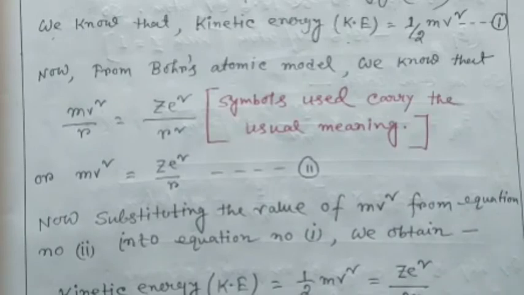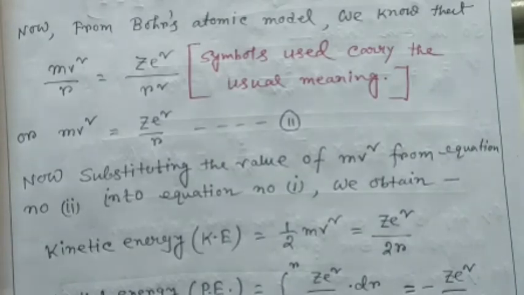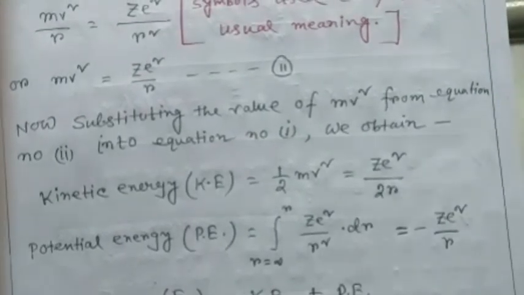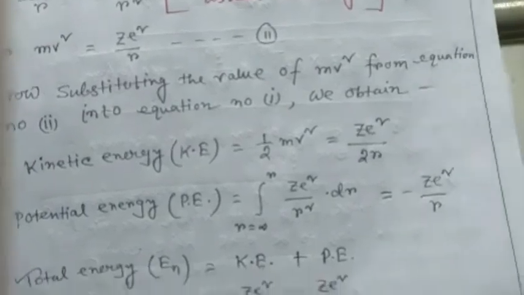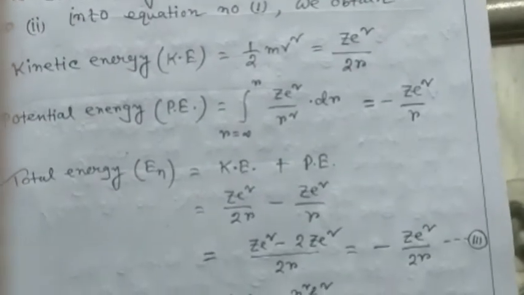Now we calculate potential energy. Potential energy equals the integration from r equal to infinity to r of z e square by r square into dr, and the value of potential energy equals minus z e square by r. Now total energy En equals kinetic energy plus potential energy. So total energy equals minus z e square by 2r. This is equation number 3.